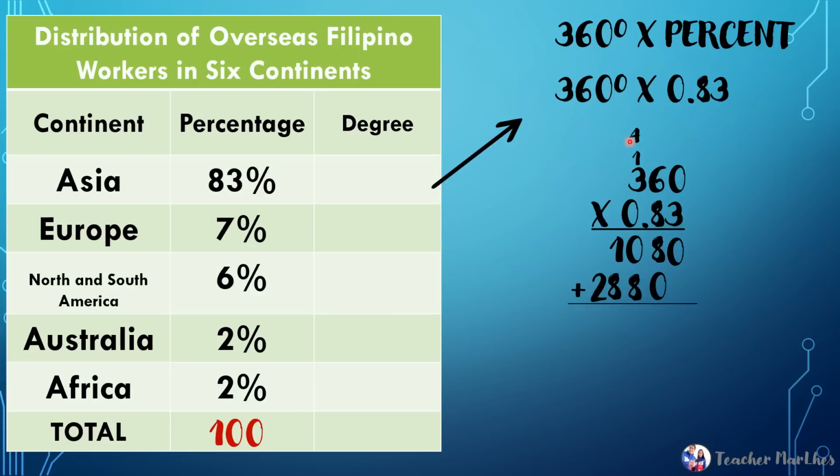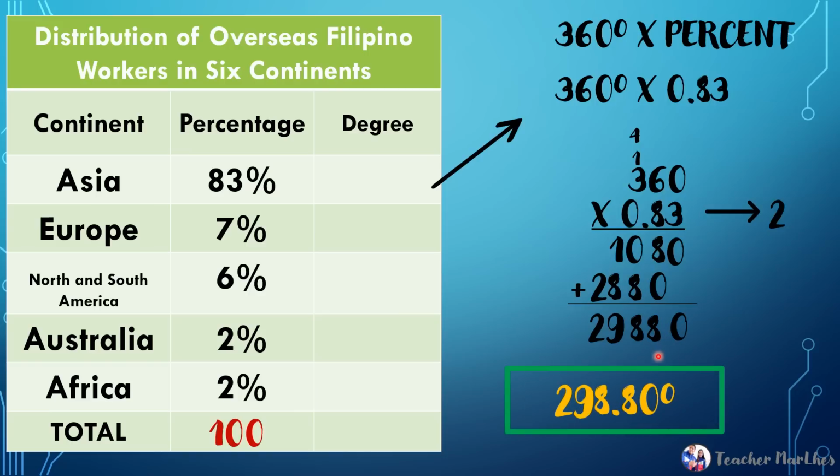And then, add. So, we have 0. 8 plus 0 is 8. Then, 0 plus 8 is equal to 8. 1 plus 8 is equal to 9. Then, we have 2. So, next, the decimal places, we have 1, 2. So, 2 decimal places. So, therefore po, ang decimal place natin sa baba ay 2 din. So, simula sa dulo, 1, 2. So, our final answer is 298.80 degrees. 298.80 degrees. So, that is the degree para dito sa Asia.